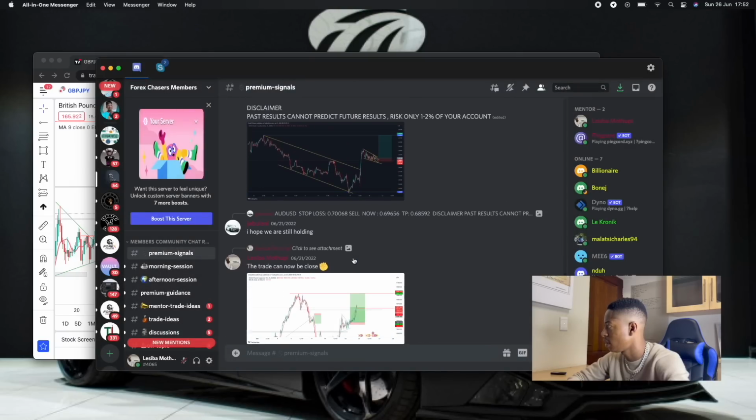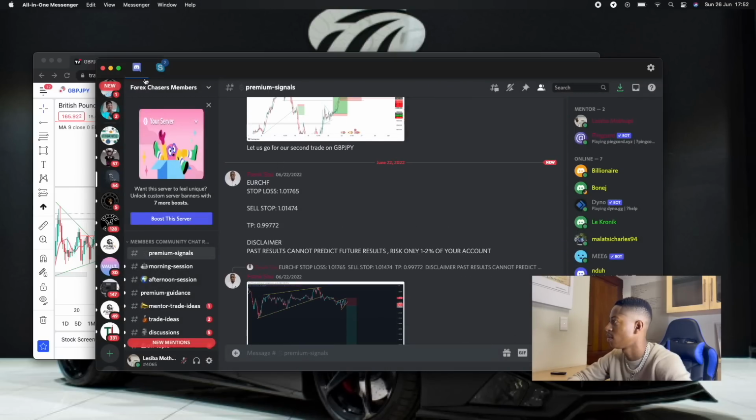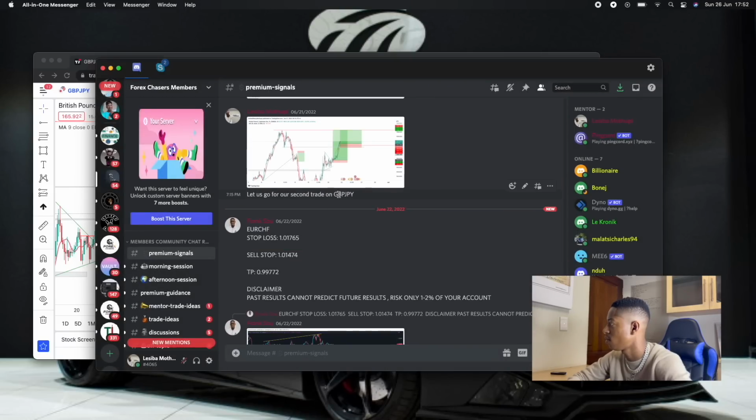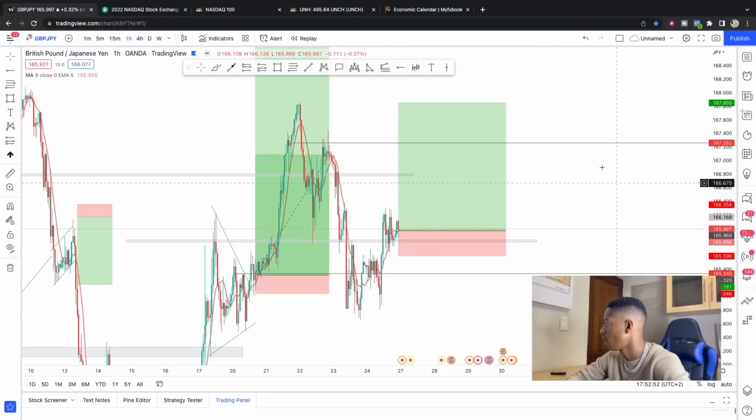But let's go back to the second trade. The second trade was actually after here. It was here. The second trade was here. Sorry about that, guys. You can simply see, let us go for our second trade on GBPJPY here. So our second trade was basically a move such as this.